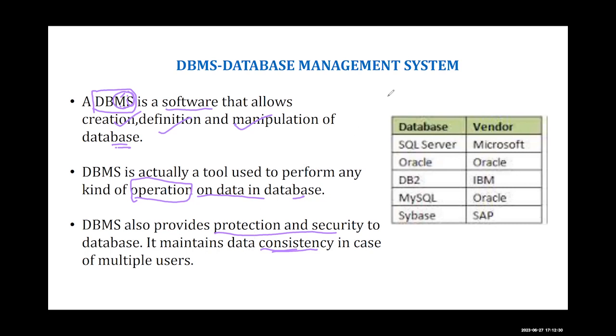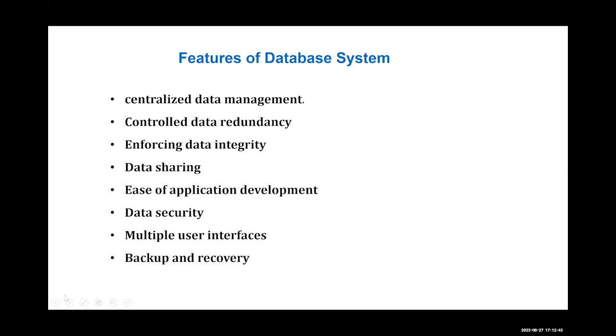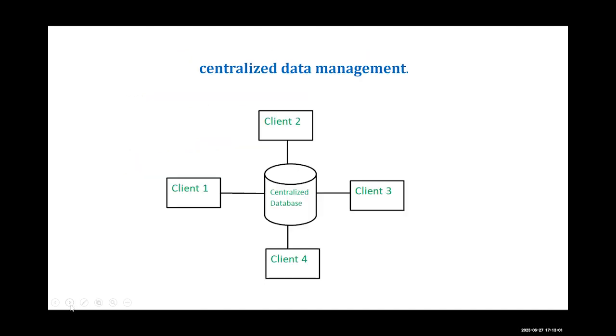Okay, so now let us go ahead and see the very important topic, that is features of the database management system. These are the main features of a database management system: centralized data management, controlled data redundancy, enforcing data integrity, data sharing, ease of application development, data security, multiple user interfaces, backup and recovery. Let us see them one by one.